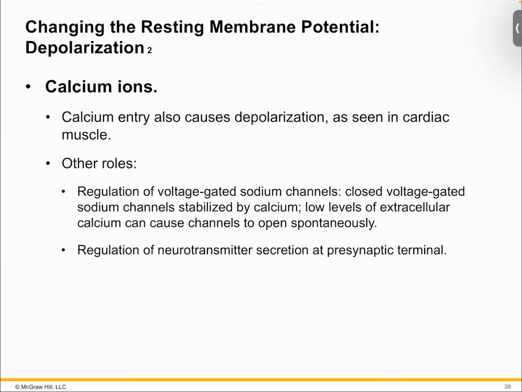Depolarization can also be caused by calcium, right? That's also a positive charge. Pretty much any positive charge that rushes in can cause depolarization, so it's not necessarily just sodium. Now, where do we see depolarization associated with calcium? We see this in cardiac muscle cells.